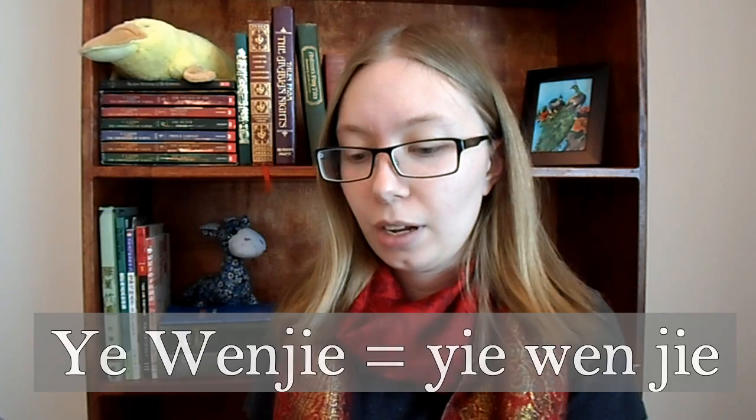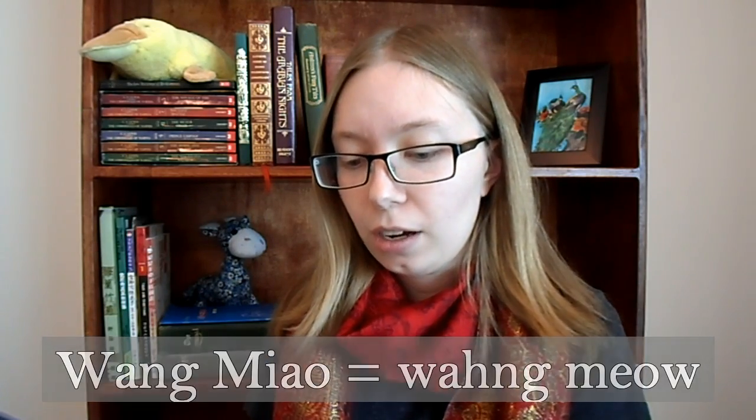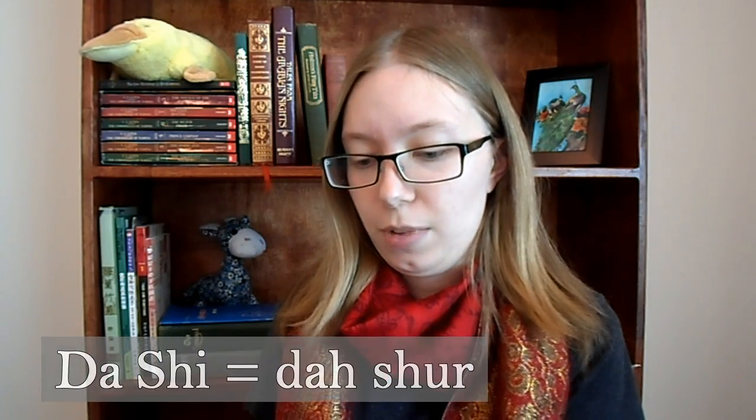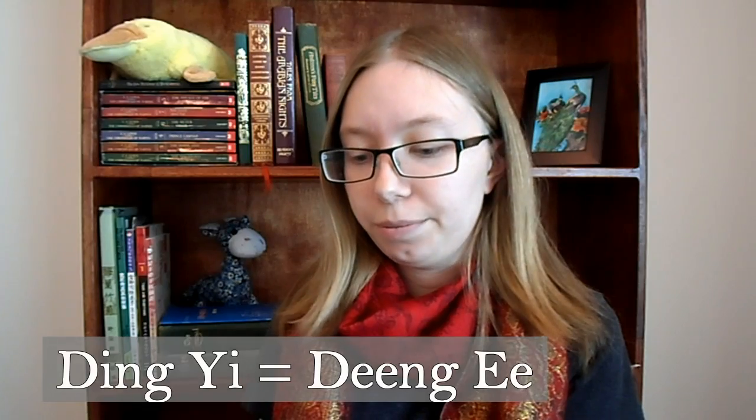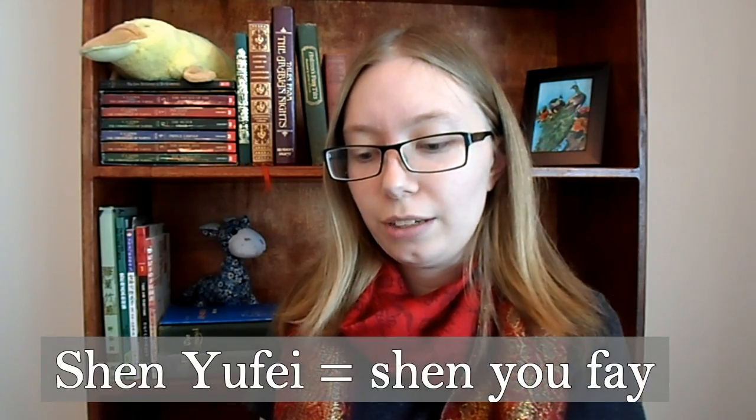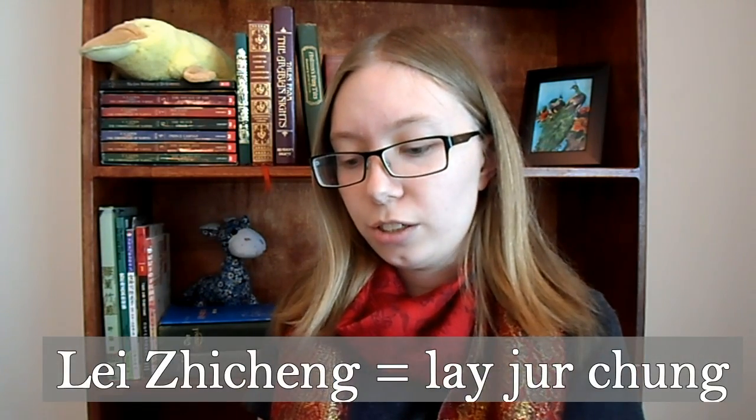Yeah, I'm just going to go straight down the list. So, characters. Firstly, we have Ye Wenjie, Wang Miao, Shi Qiang, who's also called Da Shi, which is his nickname in the book, Yang Dong, Jing Yi, Shen Yufei, Lei Zhicheng, Yang Weining. That wasn't all of the characters, there were a few more, but those are the main ones.